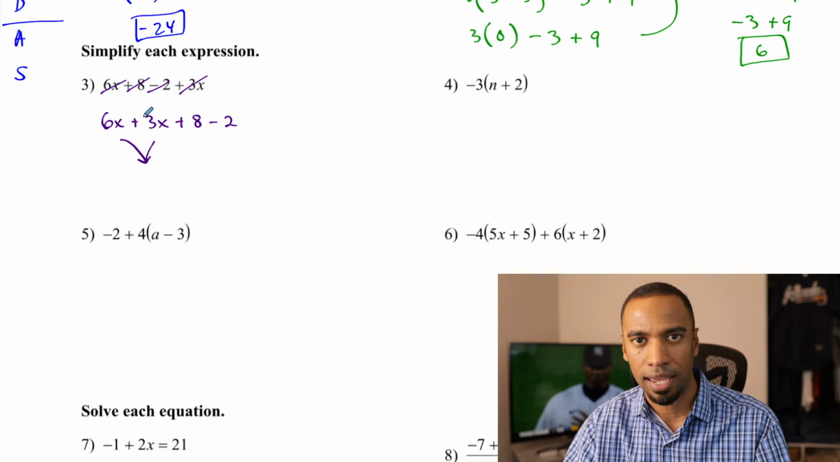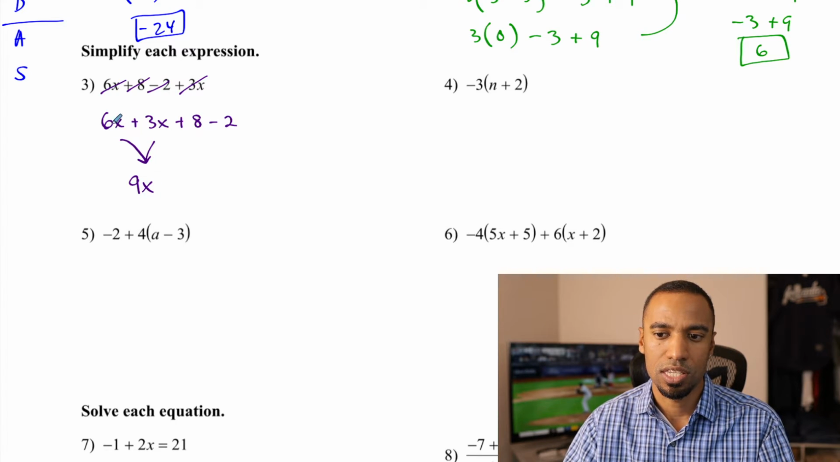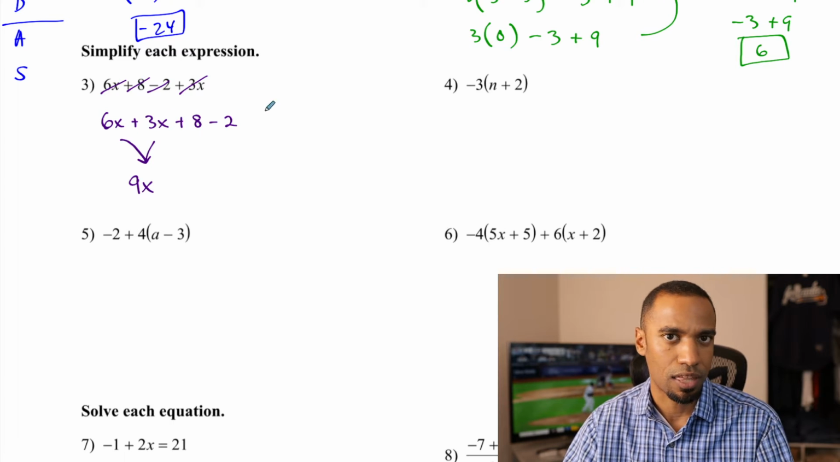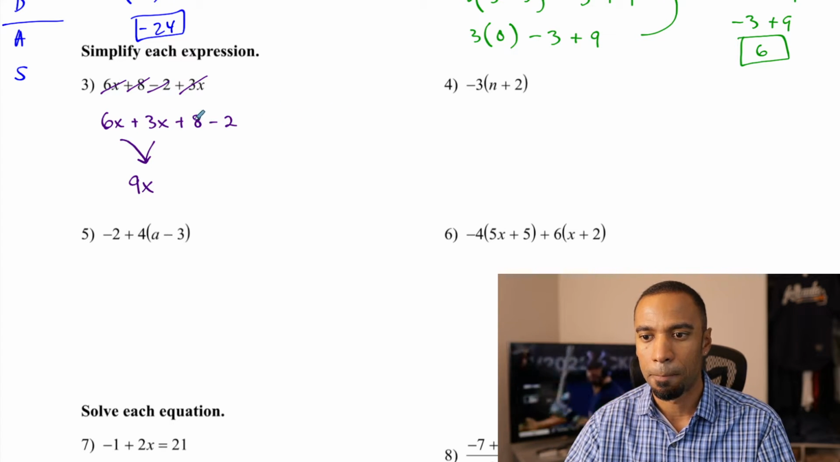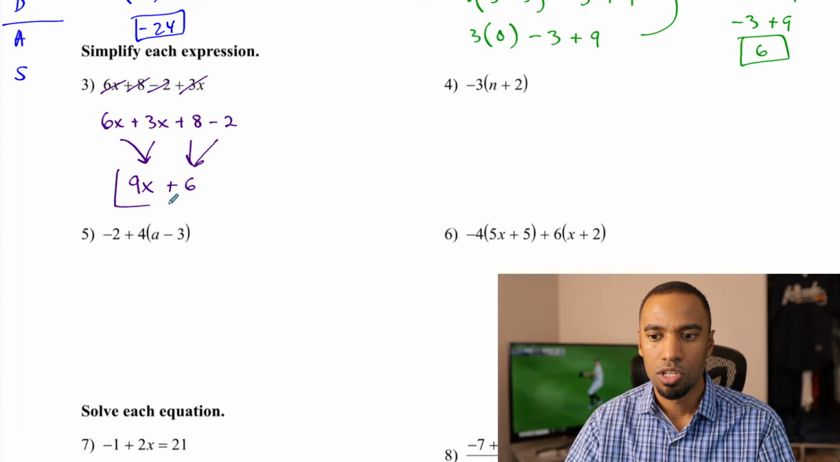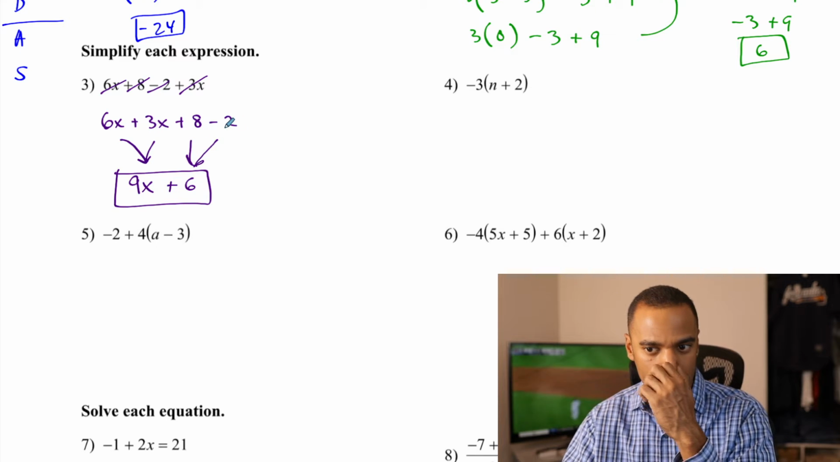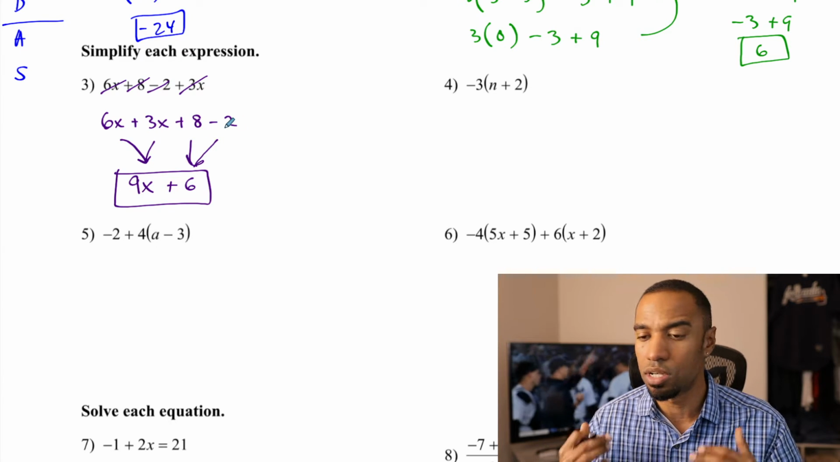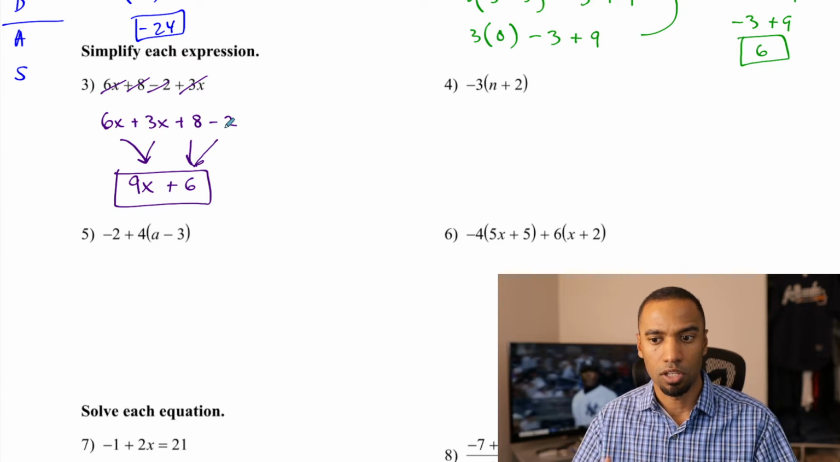That gives you 9x. 6x plus 3x added together is 9x. That's the idea. Positive 8 minus 2 is going to be 6, so that's going to be plus 6 right there. So that's the expression. I'm not solving for x, guys. This is an expression. It's not an equation. I'm just cleaning this up a little bit more.